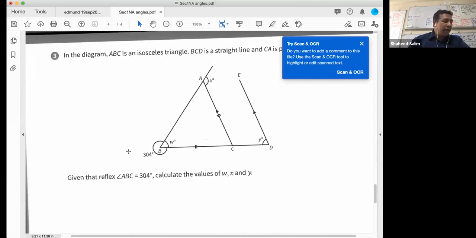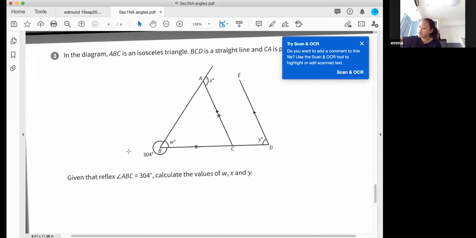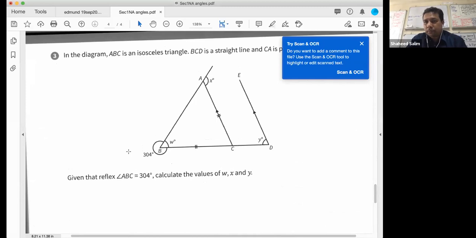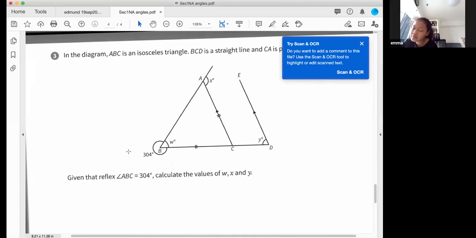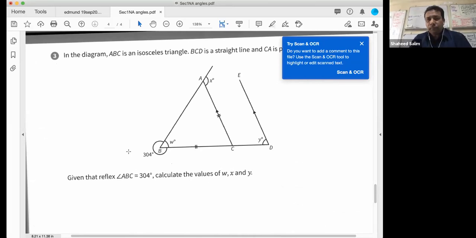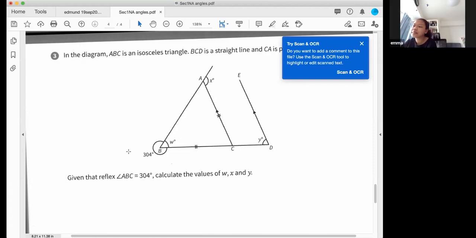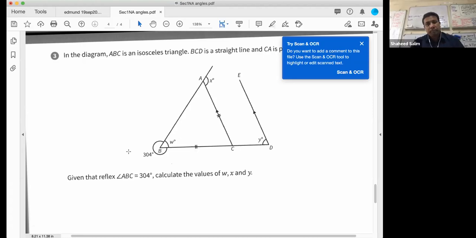Can you find the value of x? Have you done? You got the answer? Okay, what's the answer for W? 56. Well done. What's the value for X? 124. What's the value for Y? I don't know. Okay, let us see.